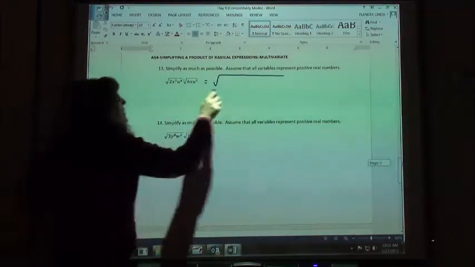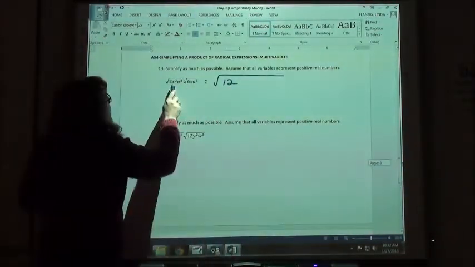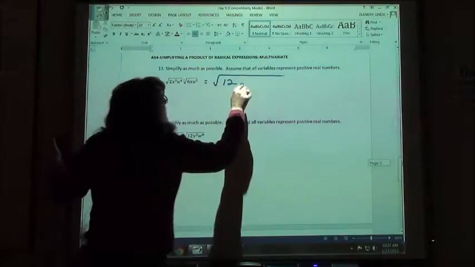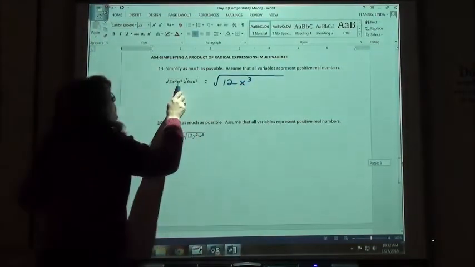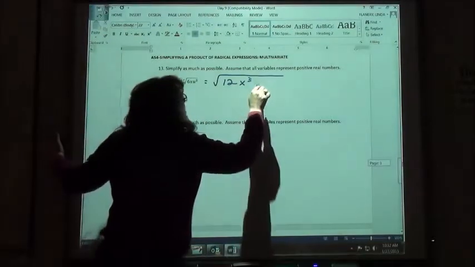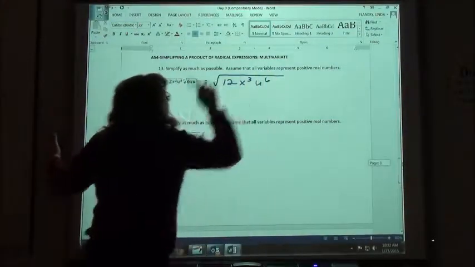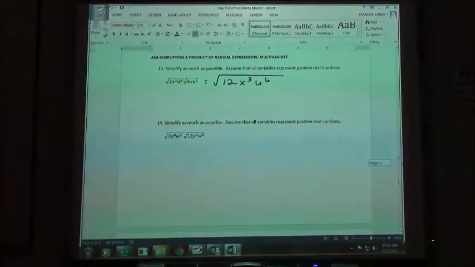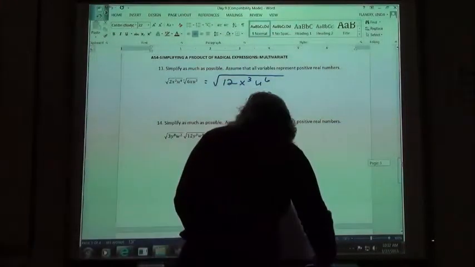So 2 times 6 is 12. X to the second times an X is an X to the third. U to the fourth times U squared, U to the sixth. Adding my exponents there, right? When I multiply, I add my exponents. So now I have that expression, 12 x cubed u to the sixth.